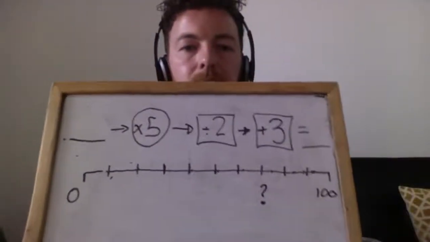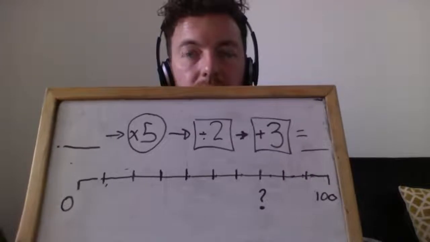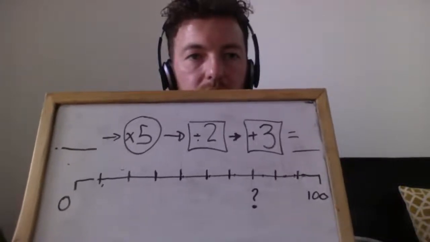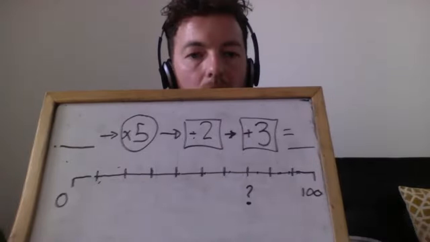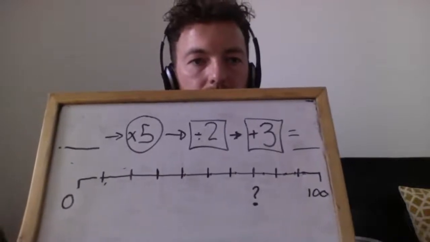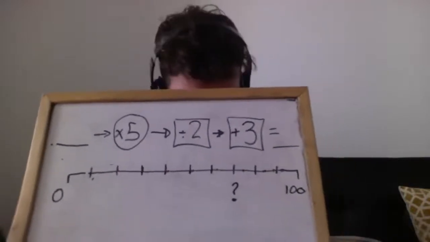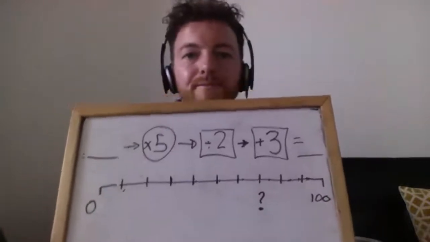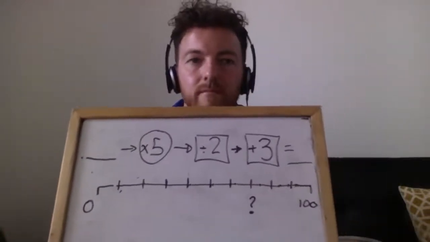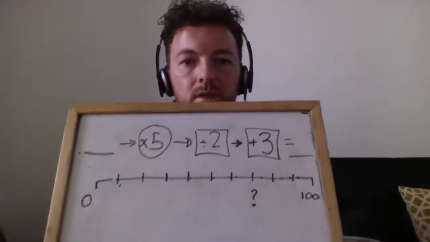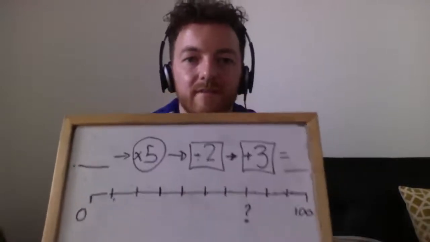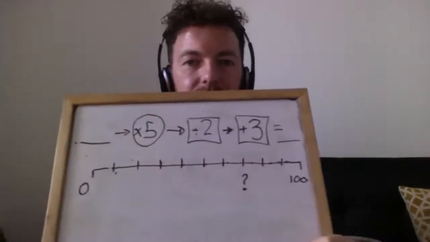Shall we try one more of them? There you go. Try that one, and then we'll get started on plotting data. So there's my number line. Can you find out where that question mark is? I'll give you 5 seconds. 3, 2, 1. And this time the answer was 70. So the question mark is at 70.